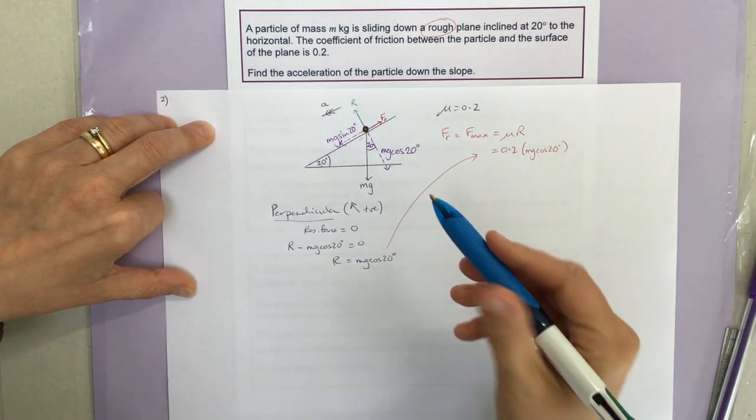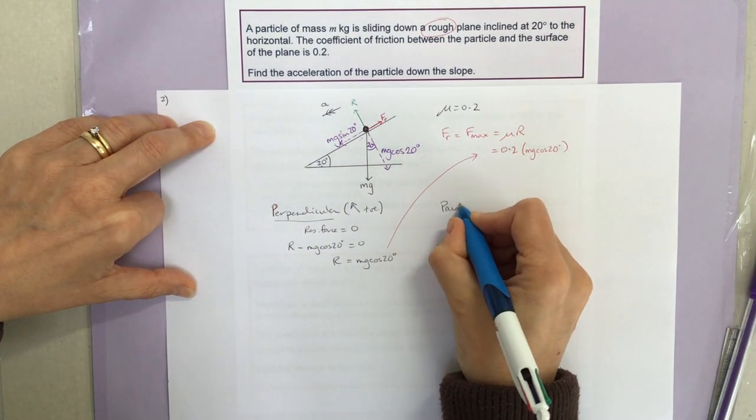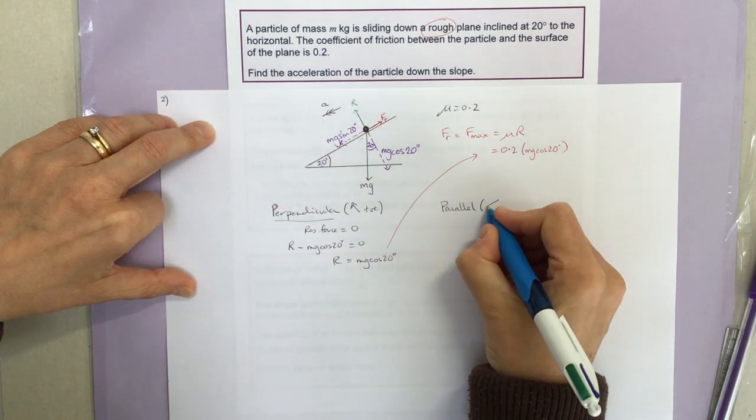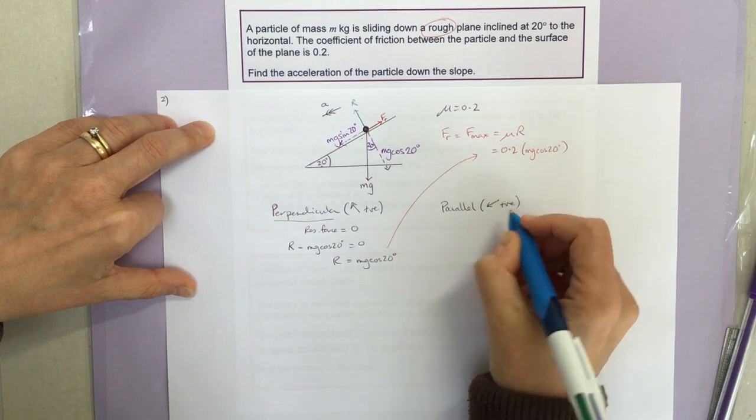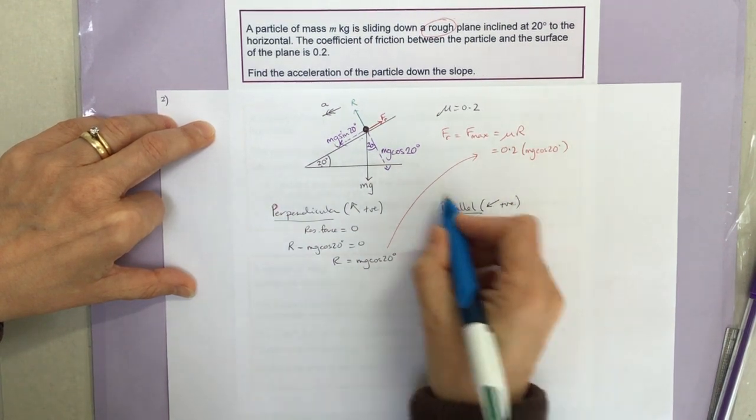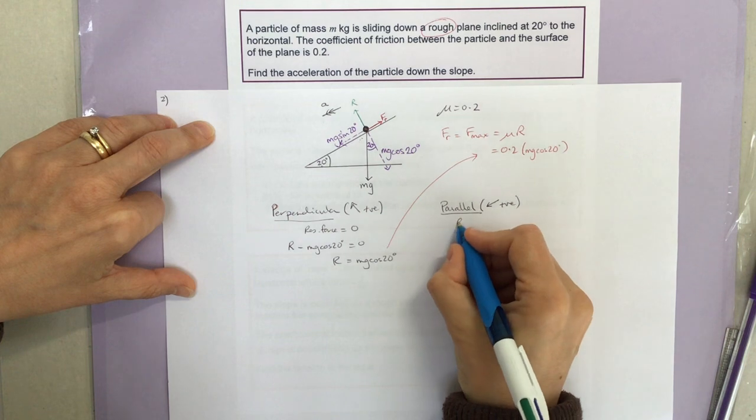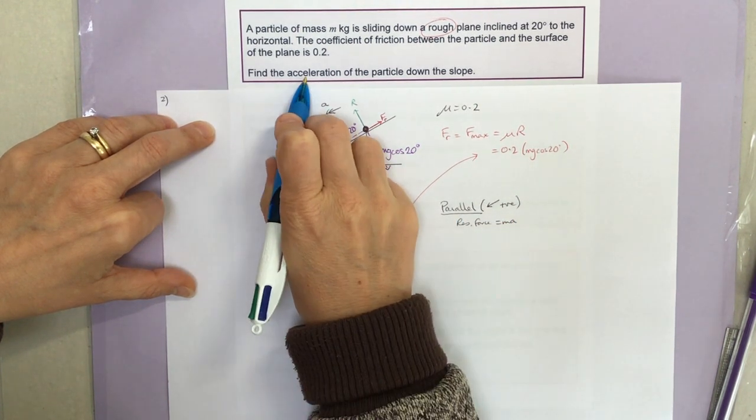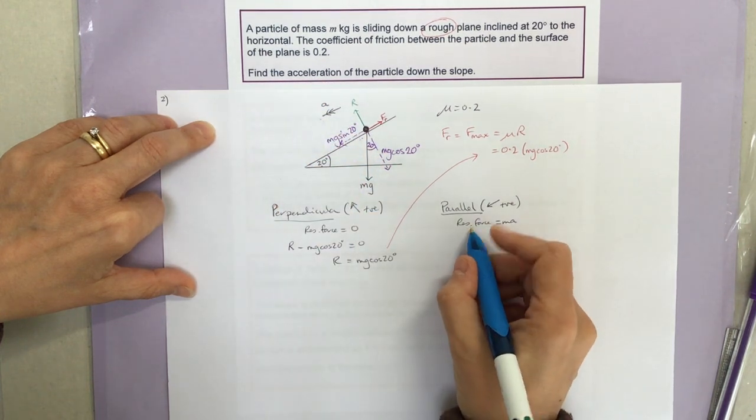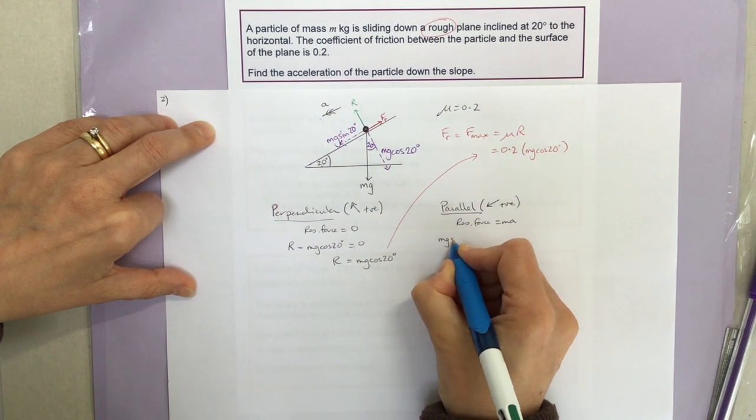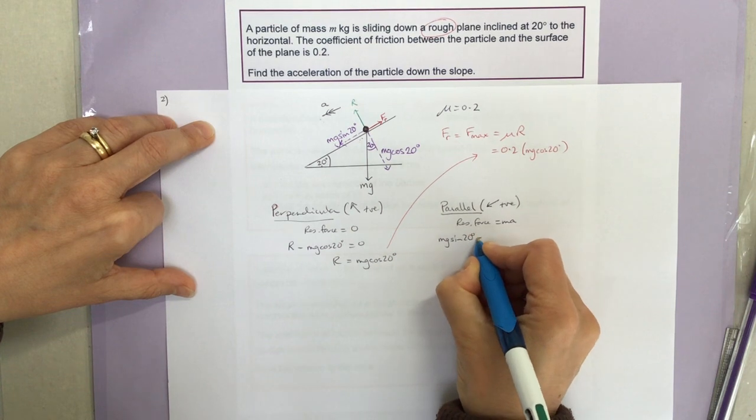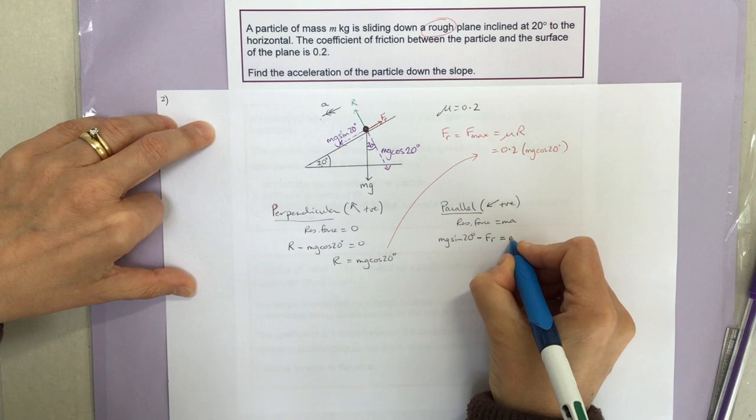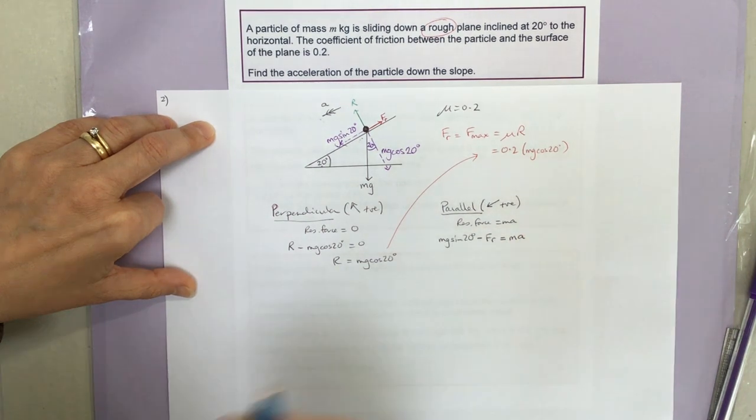And then let's have a look at parallel to the slope. And again, because my motion is downwards, I'm going to take down the slope as positive. Tell the examiner we're doing this, and it's also good to remind yourself when you're doing your resultant force equations. Resultant force equals ma. It's not 0 this time because we have got acceleration, that's what we're asked to find. So resultant force down the slope, mg sine 20 degrees minus my friction is going to be equal to m, the mass is just m in this case, times a, which is what we're trying to find.